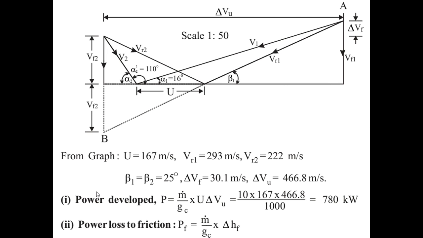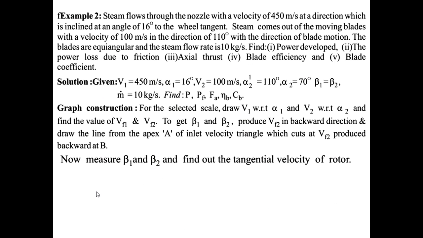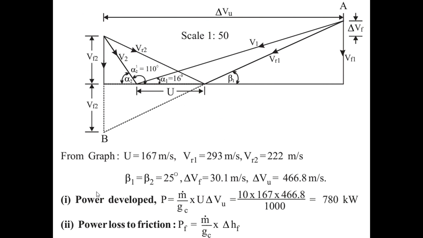Clear? So they are marking one point here on the left side to draw with this horizontal line at 16 degrees. They will mark now 450 by 50, that scale. With that scale, they will draw 450 meter per second V1. Once this V1 and alpha 1 is drawn, at point A, see here, point A is shown. From that, you drop a vertical line to the horizontal line. You will get VF1. Up to here, the step is clear.